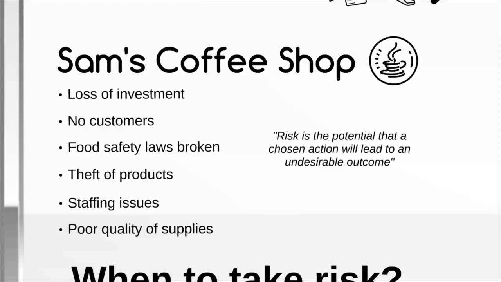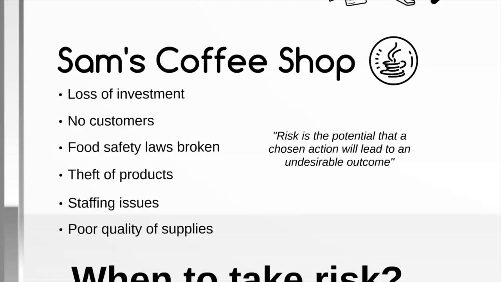So the formal definition now, and this is an important formal definition for you to consider for the CIMA syllabus, so please make sure you are aware of this, is that risk is the potential that a chosen action will lead to an undesirable outcome.